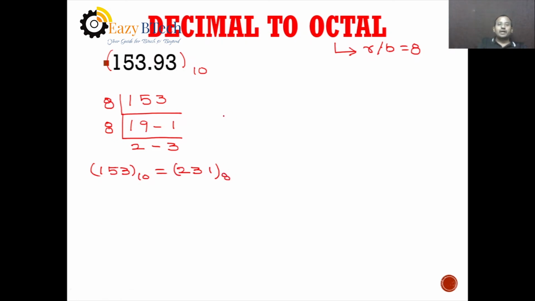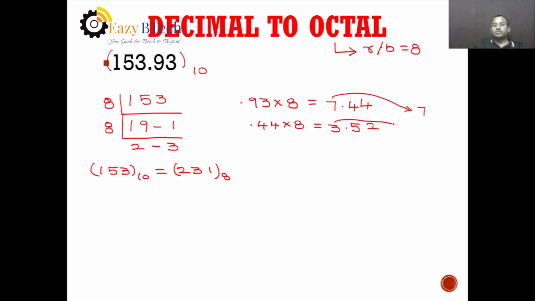For the fractional part, what do we have to do? We have to multiply with 8. 8 threes are 24, 8 nines are 72, plus 2 is 74. So we get 7.44. The integer part is 7. Now for the fractional part we take 0.44 and again multiply with 8. 8 fours are 32, so 3 will be there. 8 fours are 32, plus 3 is 35. So we get 3.52.